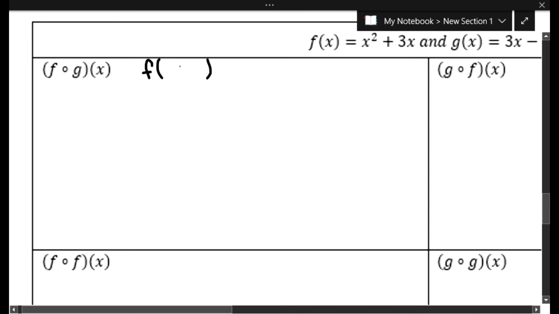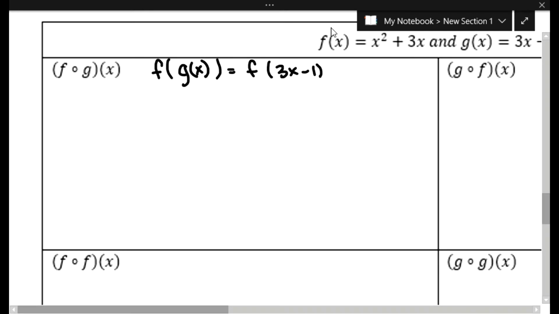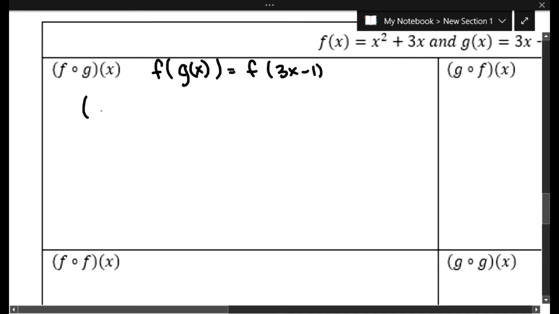This means we're taking our f of x function, and anytime we have an x in our f of x function, we're going to plug the whole g of x function in, which really means we're going to find f of, what is the g of x function? It is 3x minus 1. So this one's a doozy. So I'm going to do 3x minus 1 squared plus 3 times 3x minus 1.